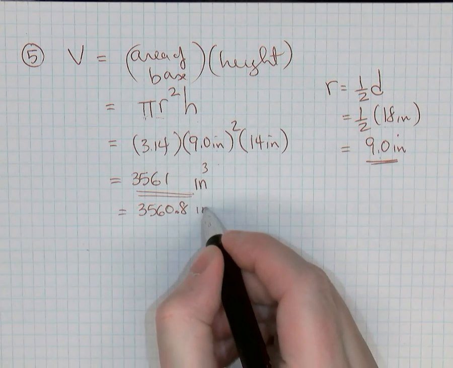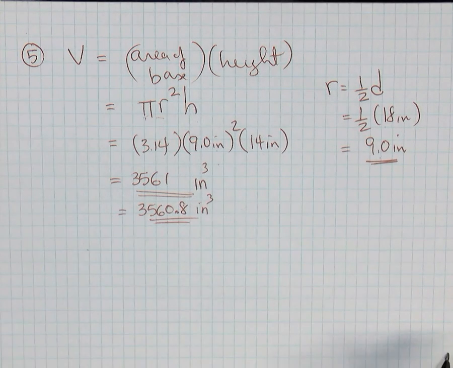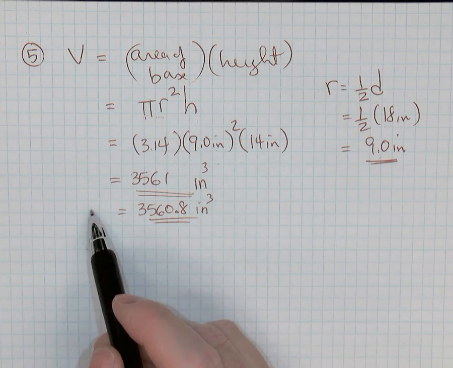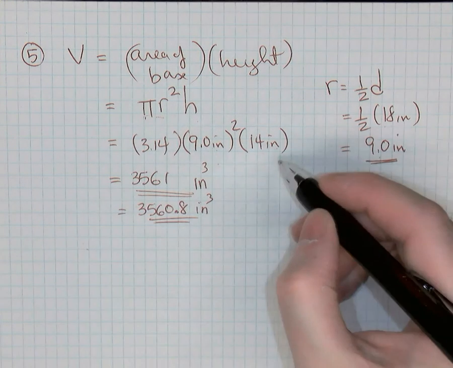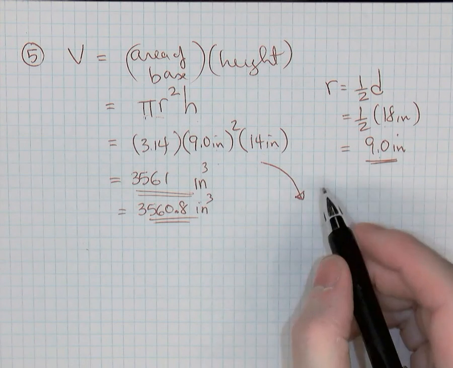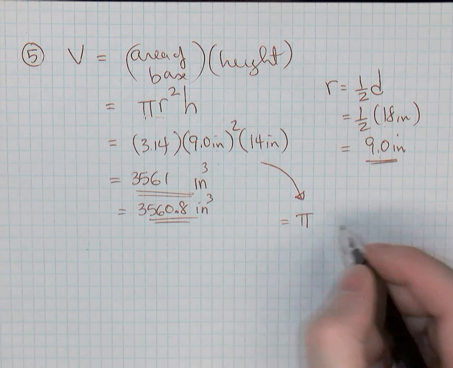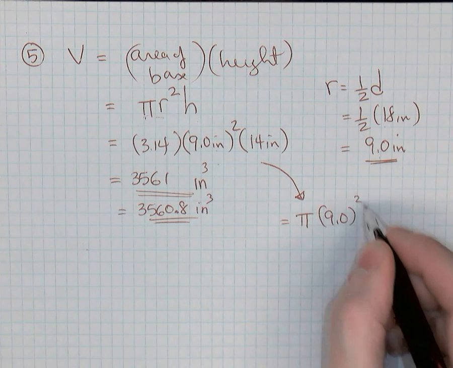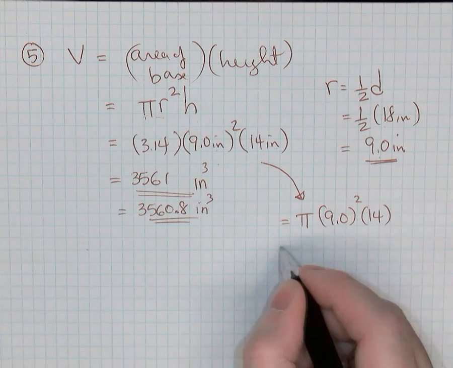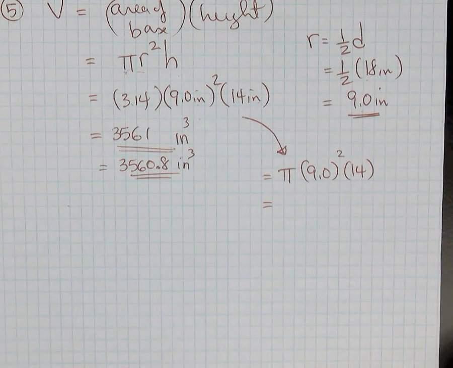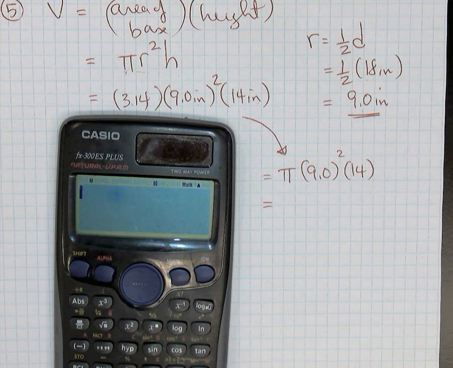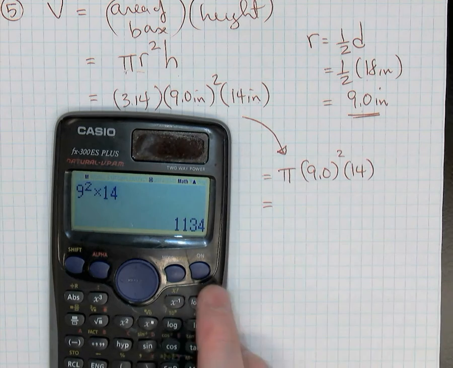Now, if you're paying attention, we actually didn't do something that we were asked to. It said to leave the answer in terms of pi. We didn't do that. We represented pi as 3.14. So let's now represent it in terms of pi. If we do that, we'll not use 3.14. We'll just use pi, the symbol, times 9.0 squared times 14. And then we'll evaluate the 9.0 squared times 14. So 9 squared times 14 gives me 1134.